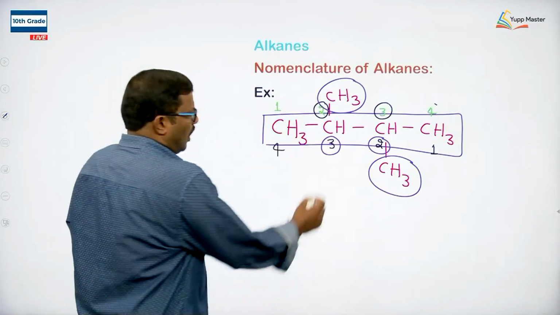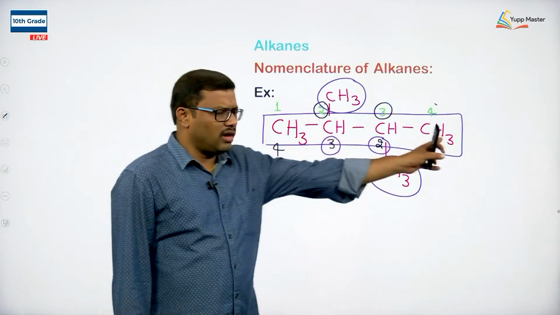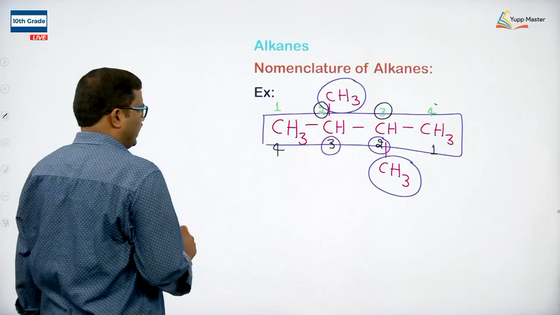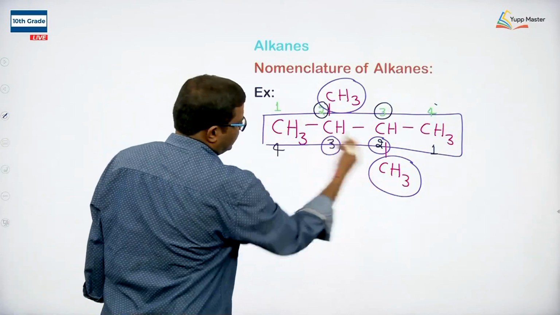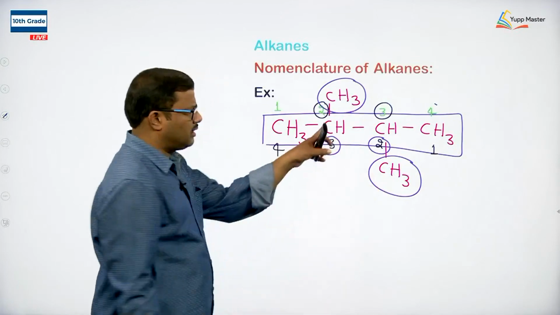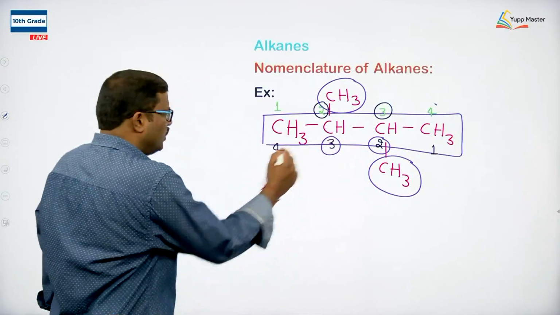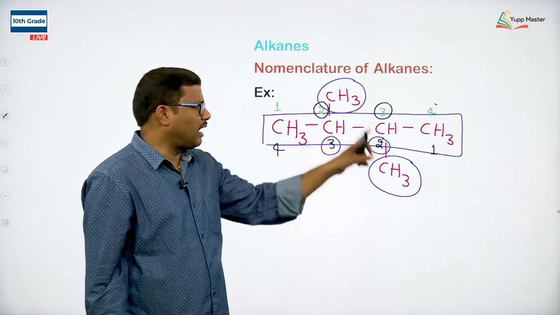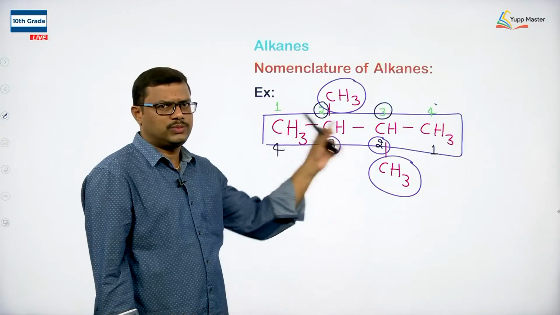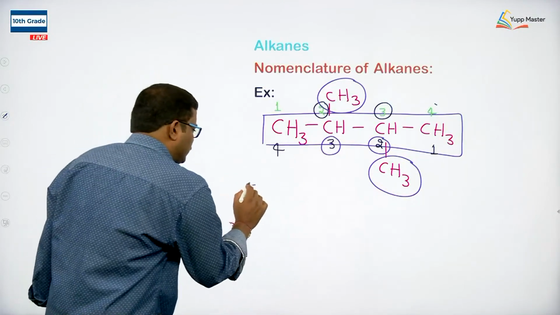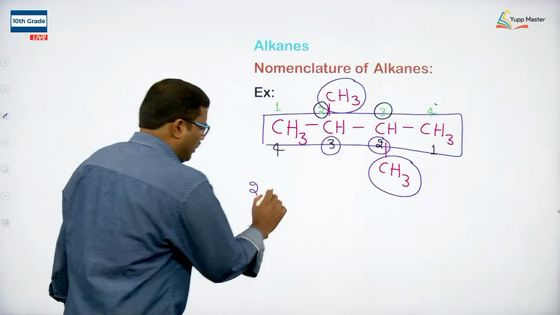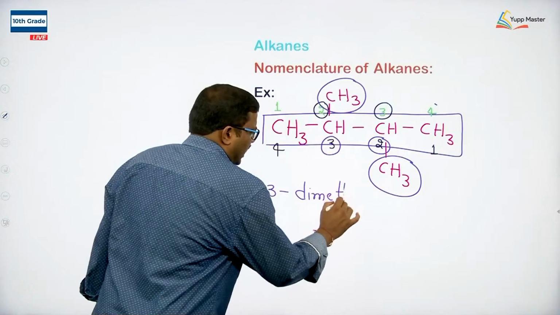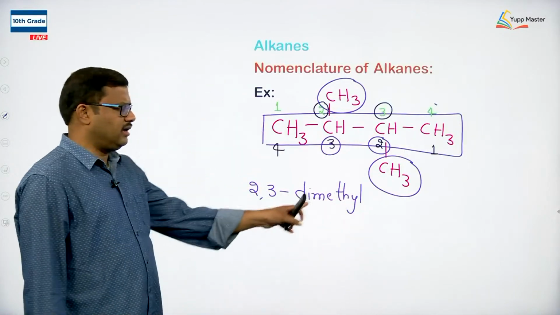How many carbons are present in the longest carbon chain? Four carbons, so butane is the parent chain, and on the butane chain we have methyl substitutions at the second carbon atom as well as the third carbon atom. So how to write them? Since the same substituent is repeated twice in this chain, the naming should be given as 2,3 hyphen, then you have to write dimethyl. Two times the methyl is present, so I am writing dimethyl.